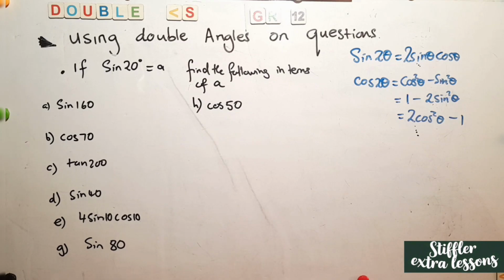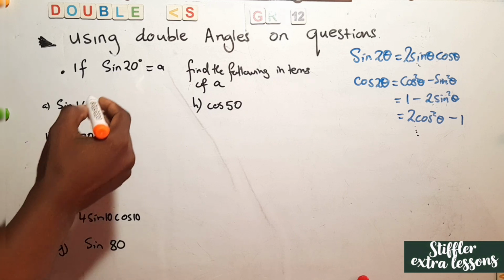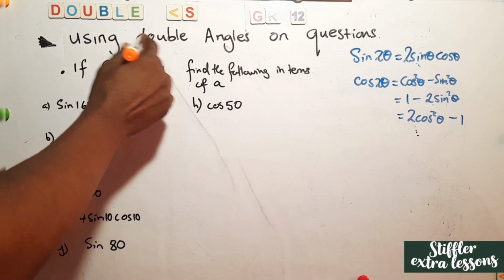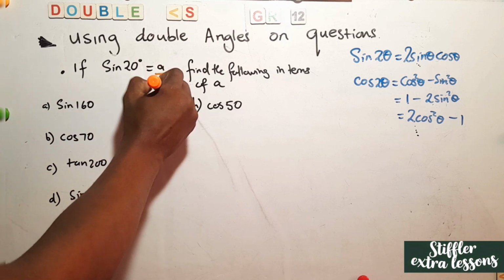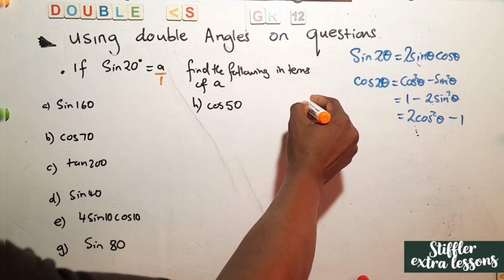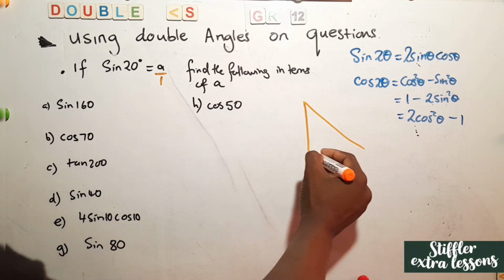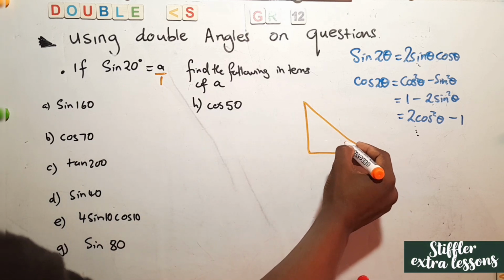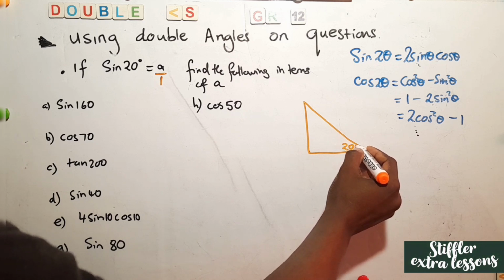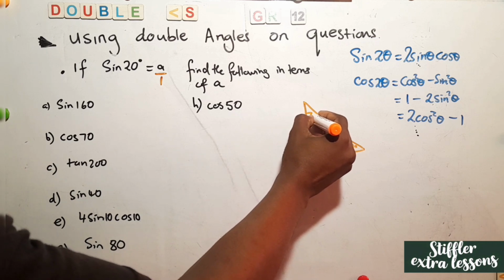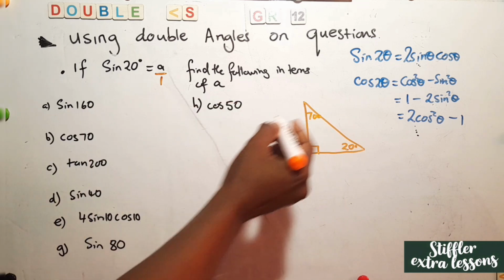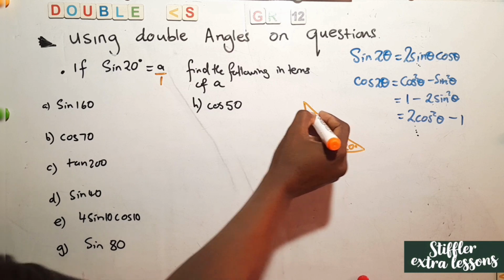One, we are given that sine 20 degrees is equal to a. Find the following in terms of a. I already explained in the previous ones that if we have a situation like this, we have to draw a diagram, and this is more like a over 1. So we can draw our acute triangle like that. We're given 20 there, so this is 20 degrees, and that will be our 90. So obviously this will make this 70 degrees like that, right? So that's 70 degrees.